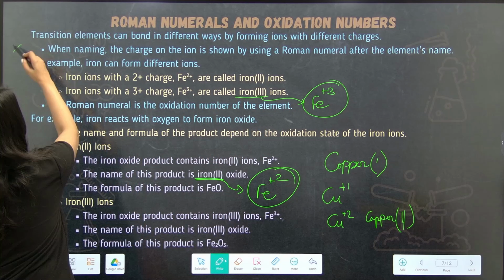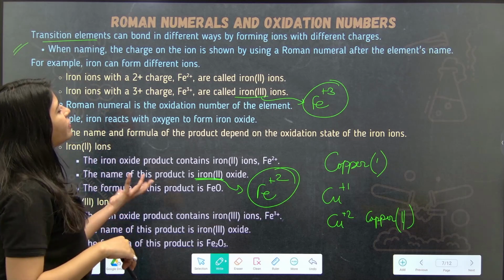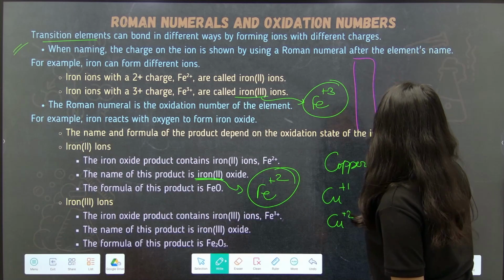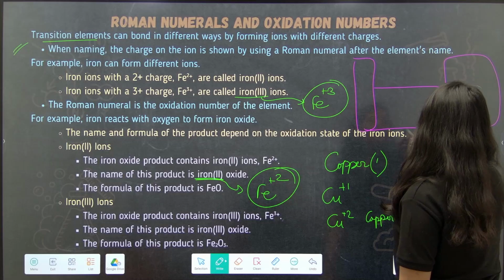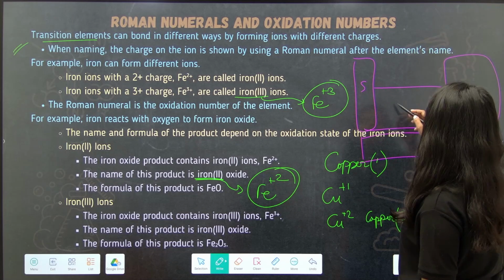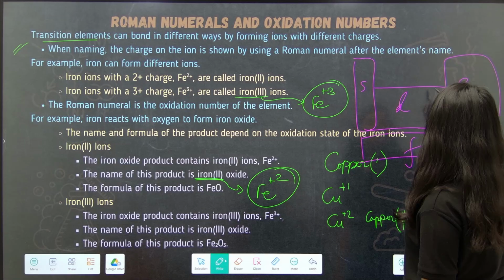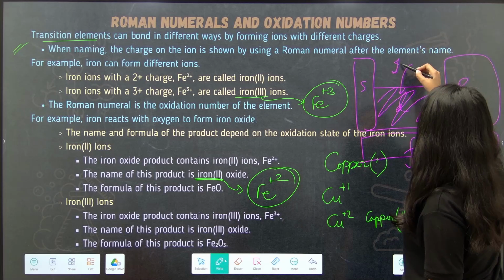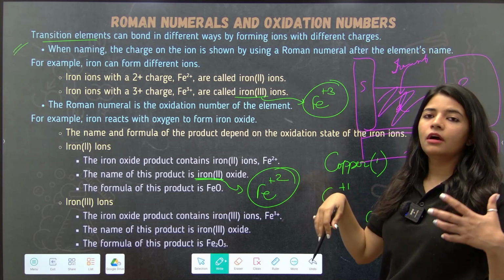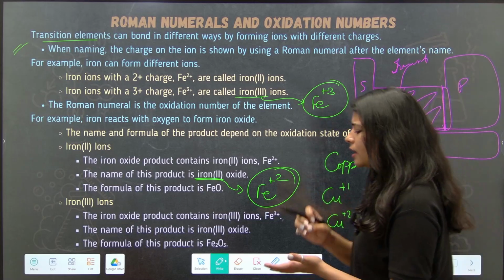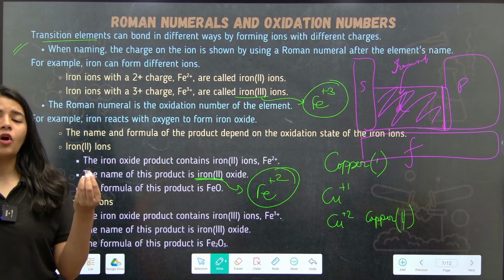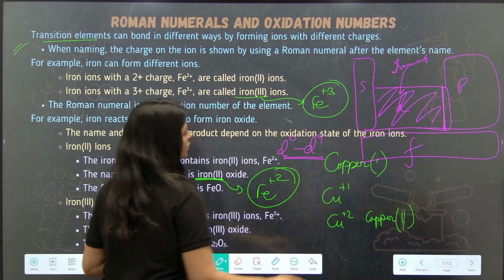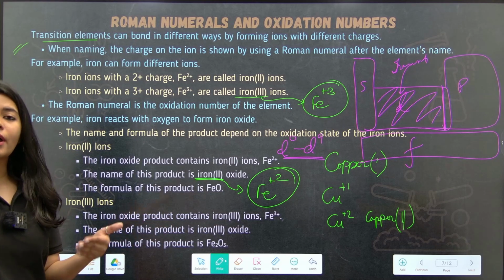Now let's read: transition elements can bond in different ways by forming ions with different charges. Now what are transition elements? Your periodic table looks something like this. This is your s block, this is your d block, this is p, and this is f block. This whole d block except the last is known as the transition elements. Why are they known as transition elements? Because they have unfilled d orbitals, from d0 to d9, which are not fully filled, and hence they are termed transition elements.